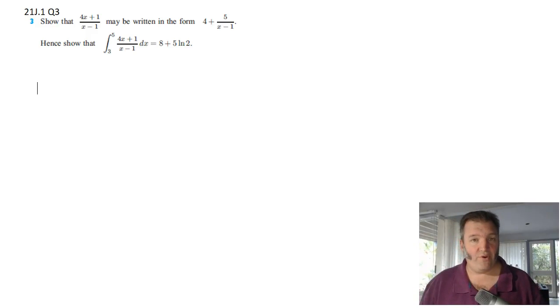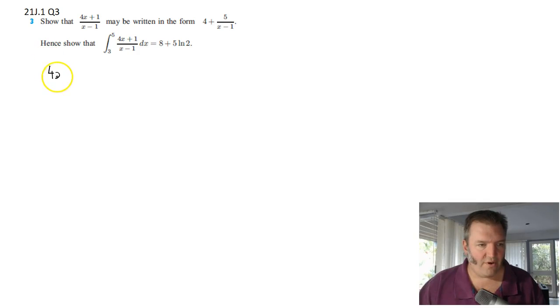This is 21J.1, question 3. Show that (4x + 1)/(x - 1) may be written in the form 4 + 5/(x - 1), and then show that the integral equals that. Well, these are fun ones. I remember doing these back in year 11 with you guys.